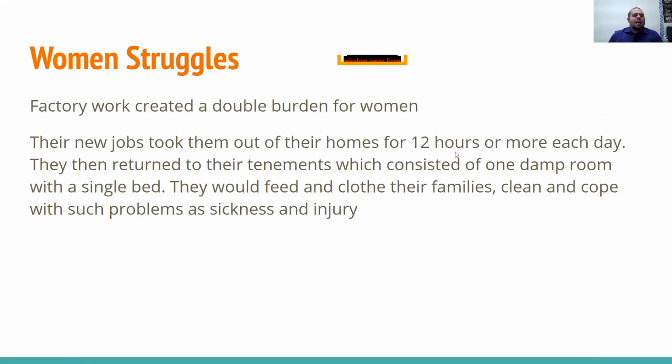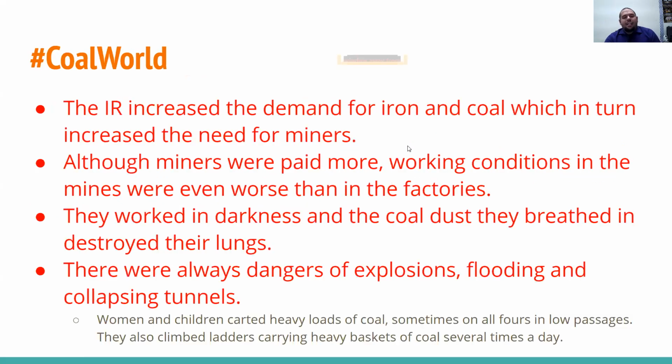All right, women's struggles. Factory work created a double burden for women, not a double standard, but just a double bad thing. Like I said, they worked 12 to 18-hour days. So these new jobs would take them out of their homes for 12 hours or more each day. They would then return to their foul-smelling tenements, which we just discussed, which consisted of one damp room with a single bed. They would feed and clothe their families as best they can, clean them, give them a little bath, and then cope with the problems such as sickness and injury throughout the year, and just try to survive day by day.